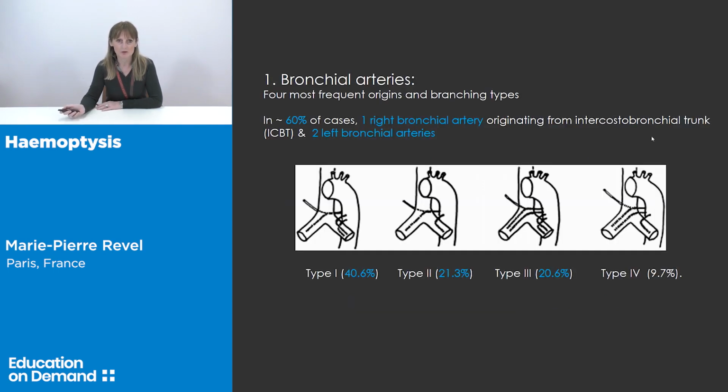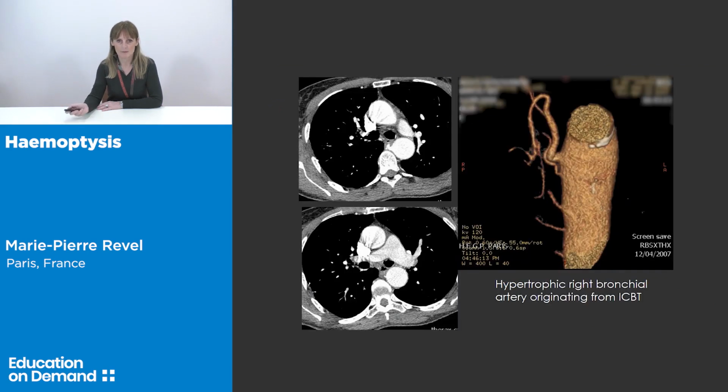So what is the normal anatomy? In 60% of cases, we have one right bronchial artery originating from an intercostal bronchial trunk, like here, and two left bronchial arteries. So this type 1 and type 2 represent 60% of normal cases. More rarely, we have two right bronchial arteries and two left bronchial arteries, and very rarely, type 4, two right bronchial arteries and one single left bronchial artery.